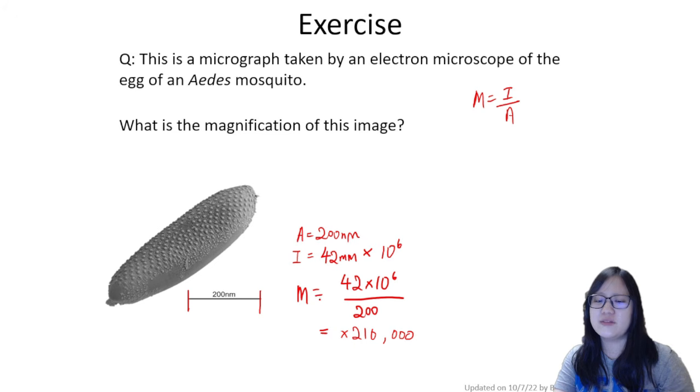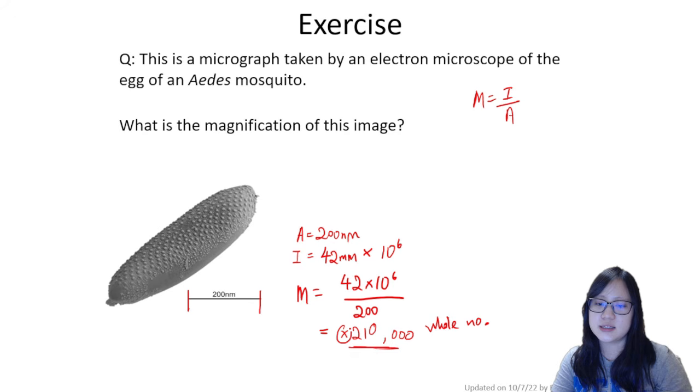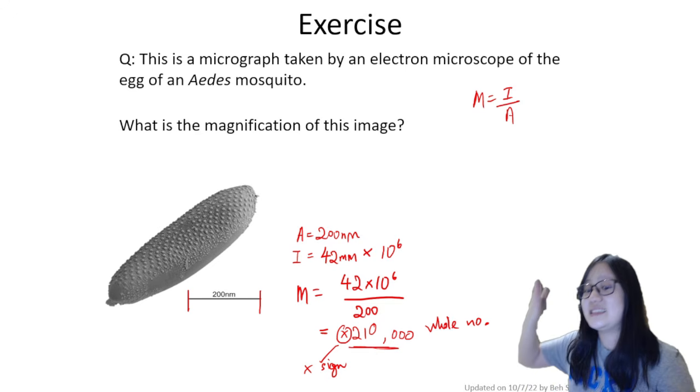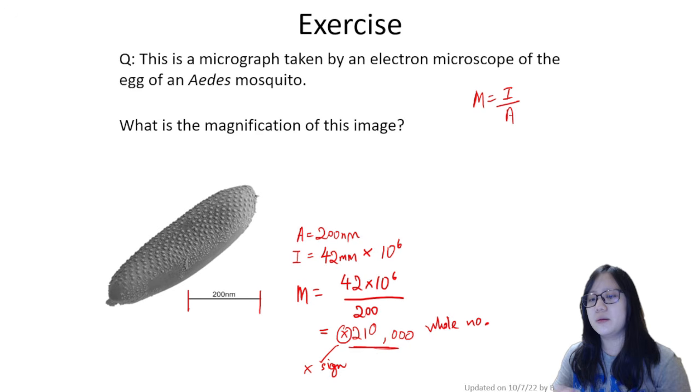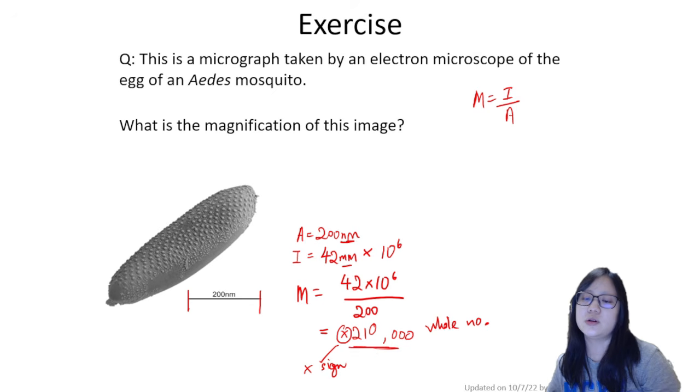Just a few notes, by the way. When we express the magnification, make sure that it's in whole number. That is a Cambridge requirement, and make sure there is a times sign showing that this image is enlarged 210,000 times. So make sure it's in that formatting. Again, don't forget to convert before you do anything, just to make sure your answer is right.